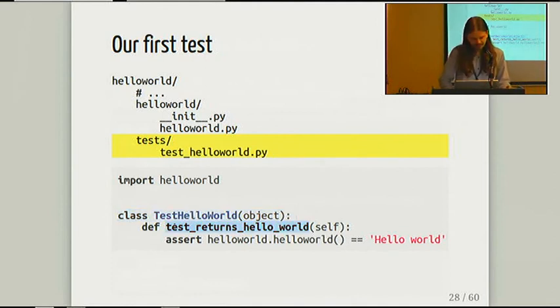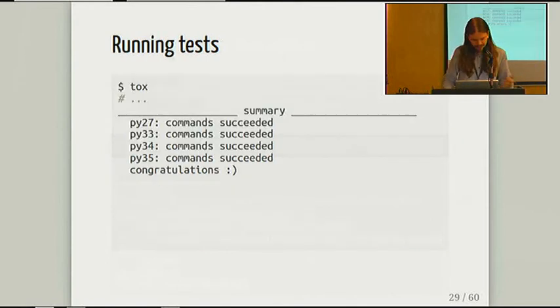And then the function test underscore and a description of the test, like test it returns the hello world. And here we're just asserting that the method helloworld returns hello world. Good, simple. Now let's run it.